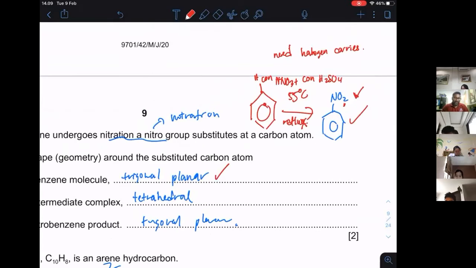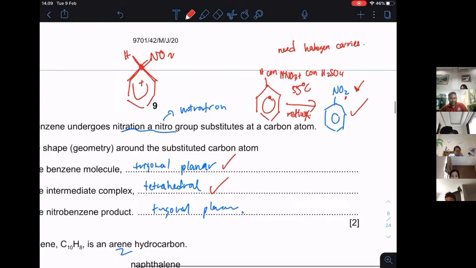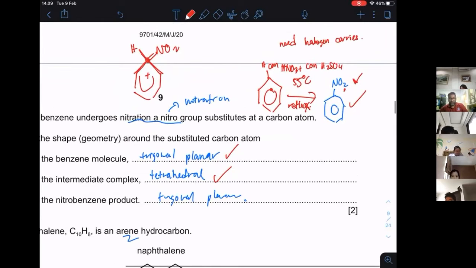And then they say the intermediate complex. In the intermediate complex, you are going to have one hydrogen here and then NO2 here, and then something like this. This is the intermediate compound, and you can see that the carbon here is bonded to 4 groups. If it is bonded to 4, then it has a tetrahedral arrangement. And then the last one is the nitrobenzene product. In the nitrobenzene product, you have 1, 2, and then another 1, so 3 bonds. So this is again trigonal planar. 2 marks.